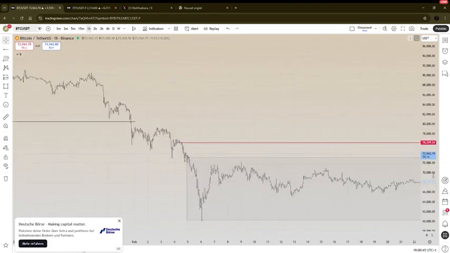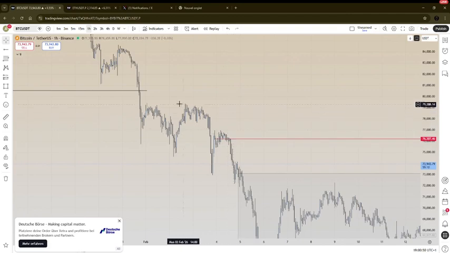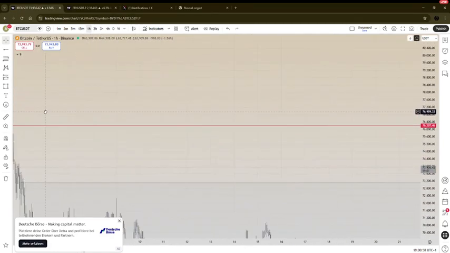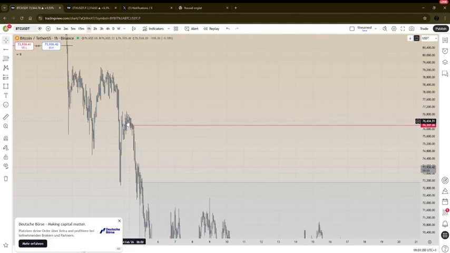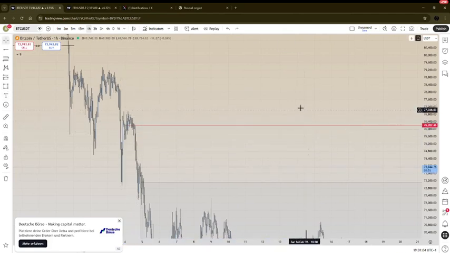So the first level is at 76,241 for me. We have tons of liquidity around this level, so it's impossible to say if they're going for the equals or if they're going for the flats. The closest level that makes sense is the flats here, inside the supply. It makes perfect sense.